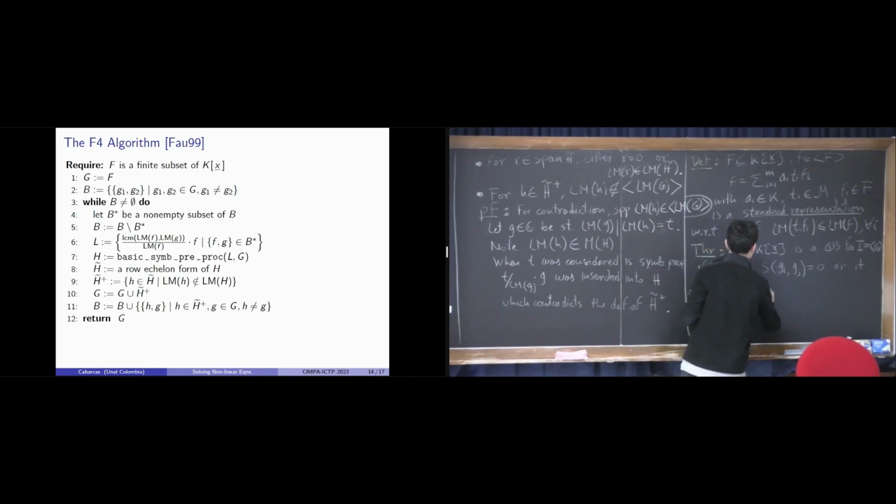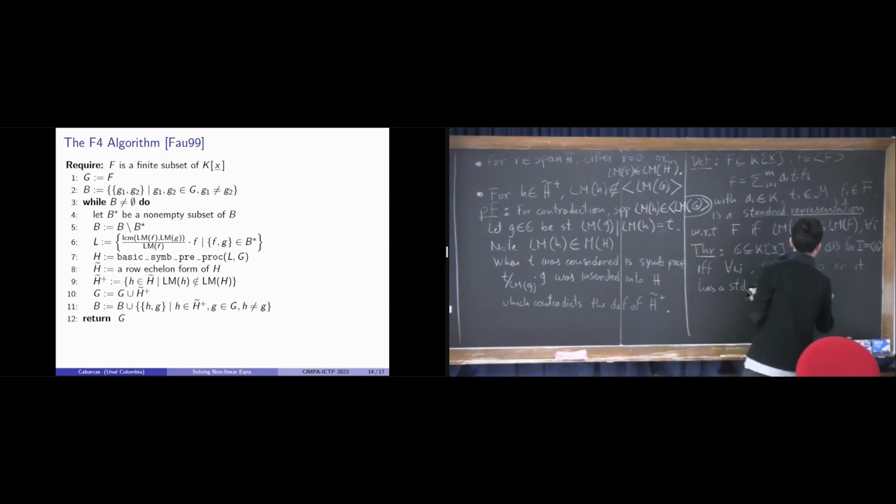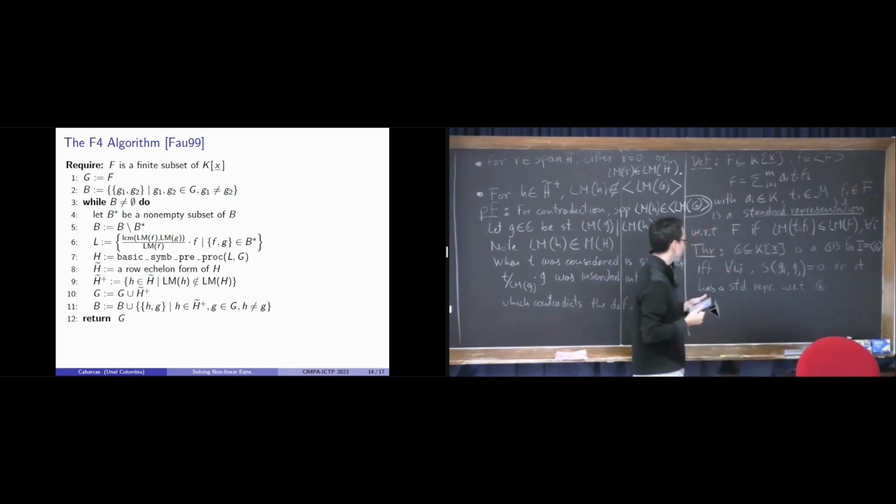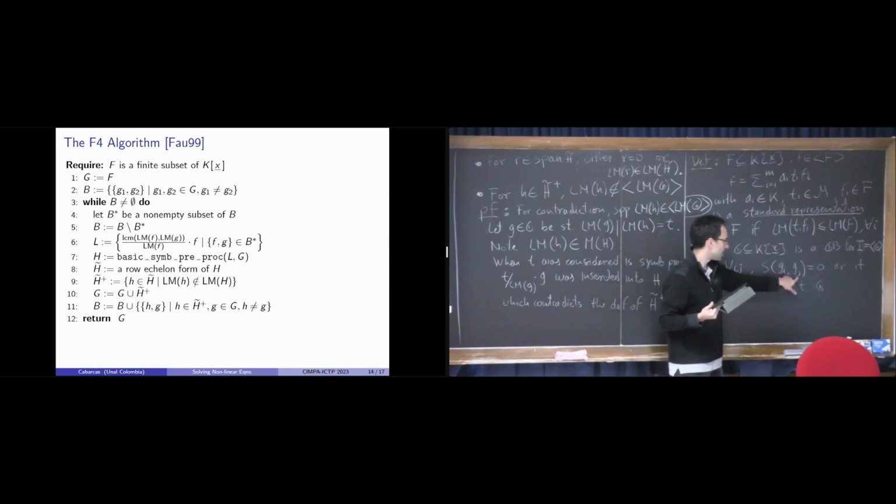Standard representation with respect to G. For every pair of elements in G, the S polynomial of Gi, Gj is either 0 or it has a standard representation with respect to G. Here I should have said that G is G1 through Gm or something.